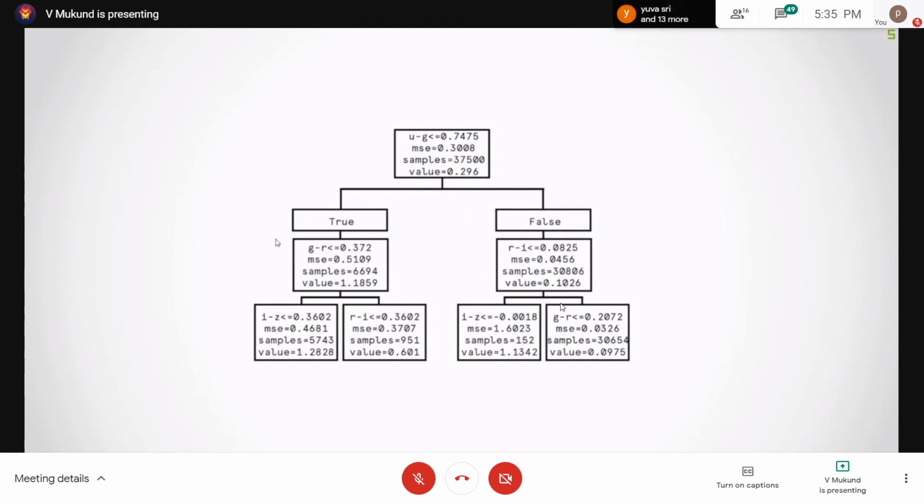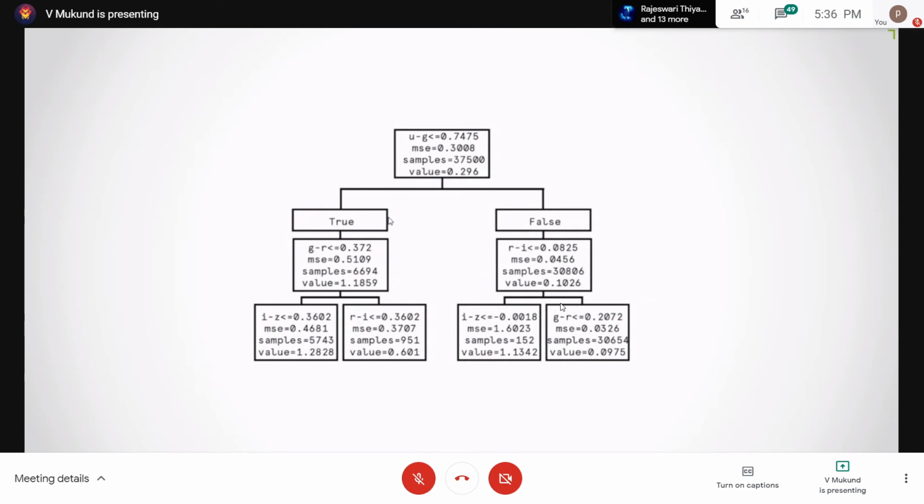When it is true, it goes to G minus R, the second filter. But if it's false, it goes to R minus I, the third filter. Here, again, it tries to go with the given data and compute the value of redshift for the G minus R, the GR spectrum. If the value of the GR spectrum is 0.372, it gives you two output options, the next ones in the queue, I minus Z and then R minus I.